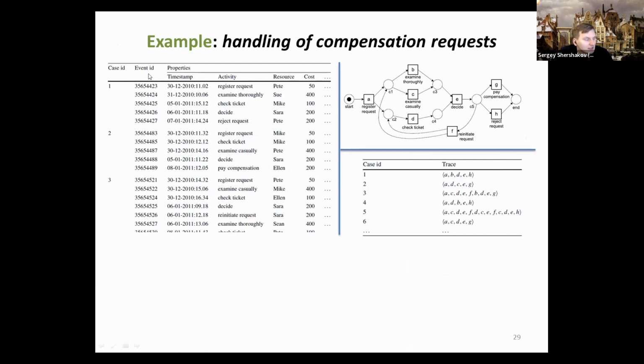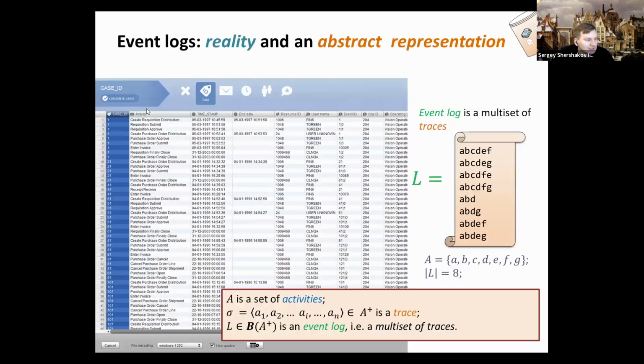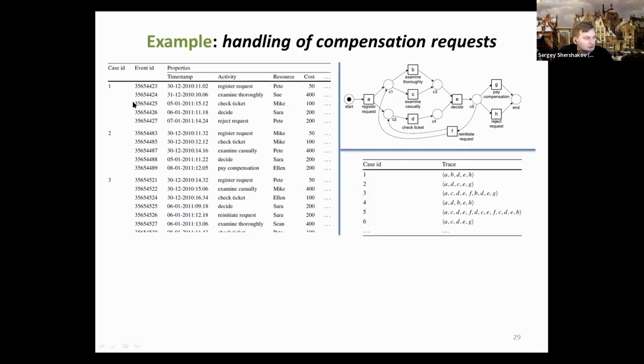You see, we grouped all the rows from this table using the case ID attribute. So we consider individually a group of events having the case ID attribute equal to 1, another group for 2, another group for say 10 or 42. We simply group them, and then inside each such group, we order the events according to their timestamps.